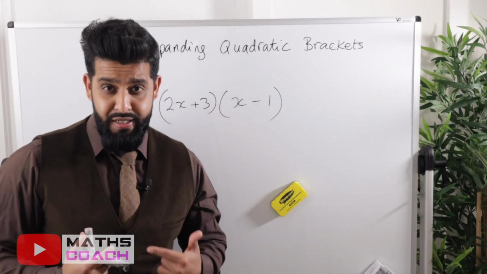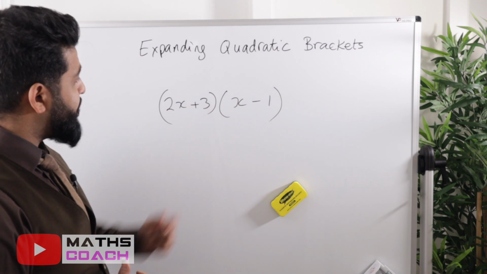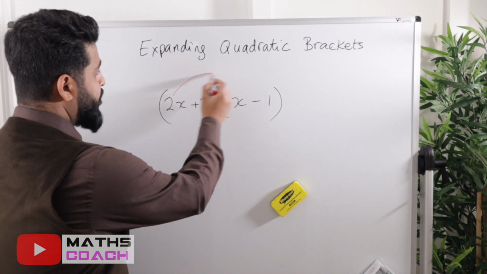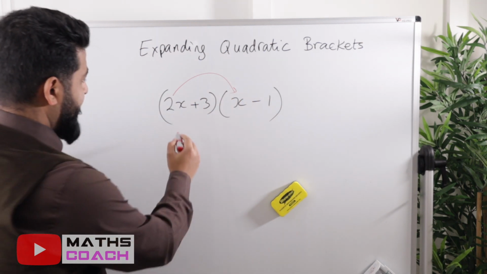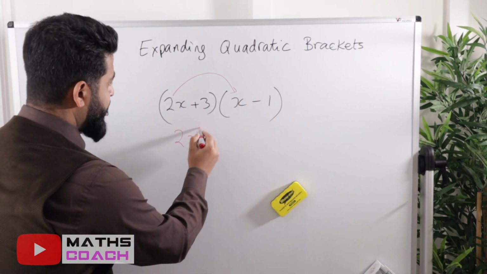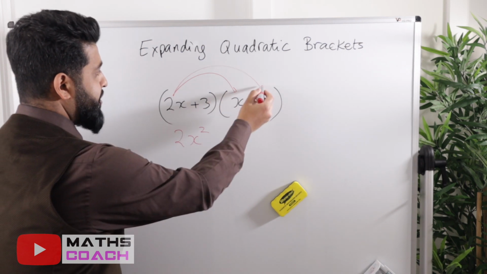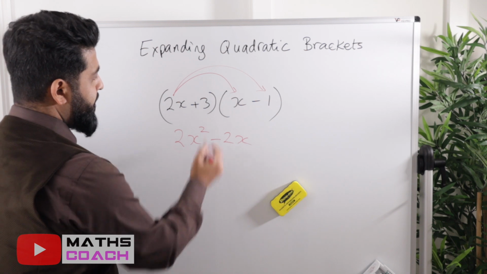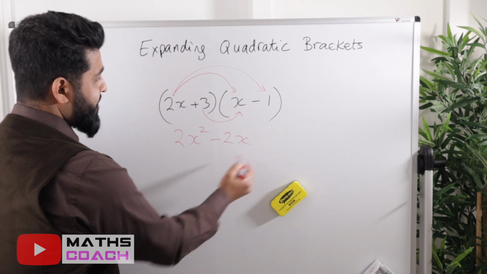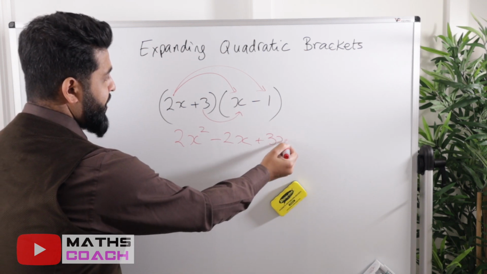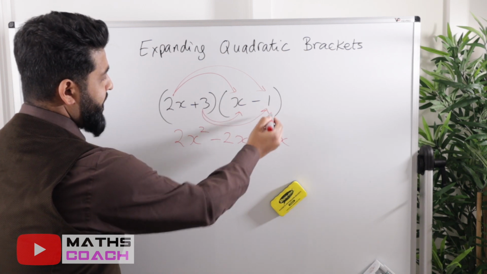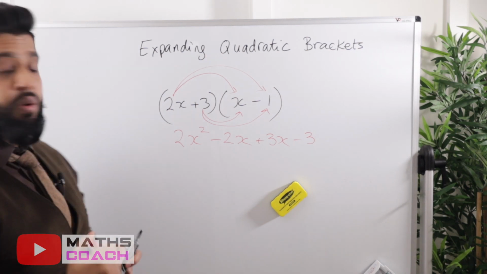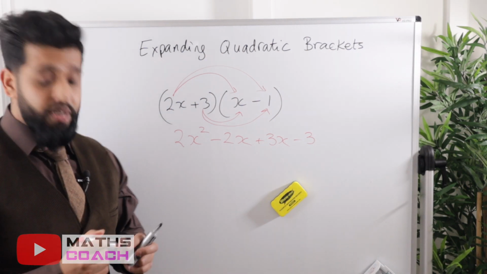Let's have a look at this next example here. So we've got 2x plus 3 in one bracket and x minus 1 in the other bracket. We'll do exactly the same thing as before. So 2x times x gives us 2x squared, and then 2x times minus 1, which is minus 2x. 3 times x gives us plus 3x, and then 3 times minus 1, which is minus 3. All that is required now is to collect the terms.